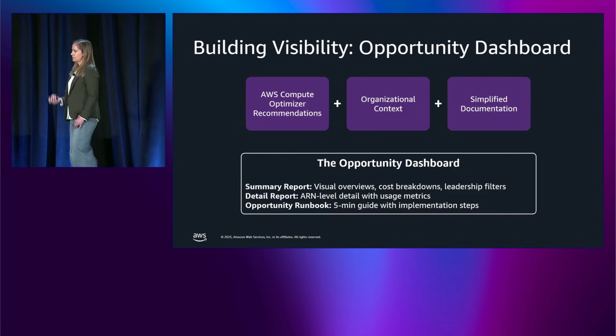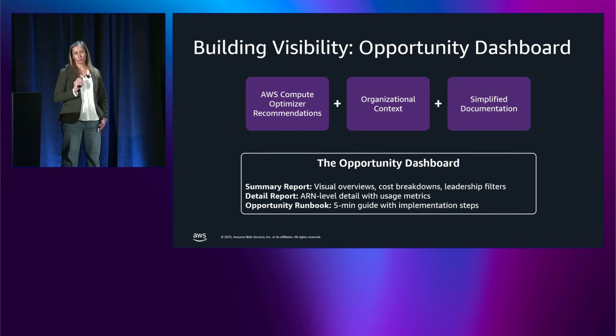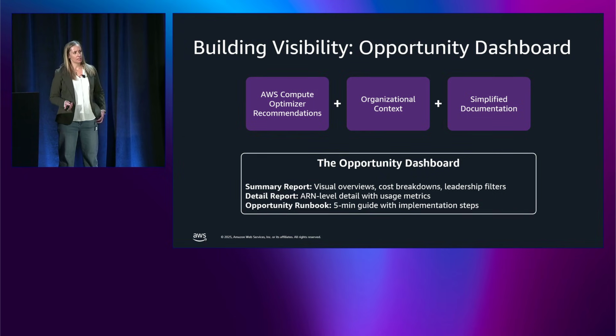Then to help with the understanding of what, each opportunity has its own opportunity runbook. This runbook takes, in a 5-minute or less read, all of the essential points that you need to understand, validate, and implement an opportunity. This is to help with capacity constraints.